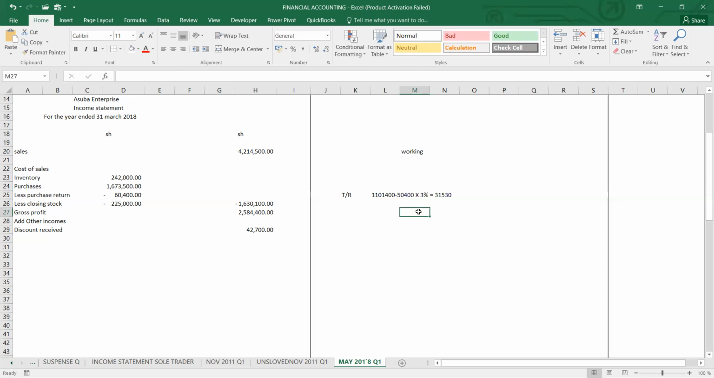Then you go back to your trial balance and check what they provided. Allowance for receivables as at 1st April 2017 was 31,530. So there was no increase or decrease. So at that point, there is nowhere we will recognize the allowance for doubtful debt, either as an expense or an income, because it was fully covered.